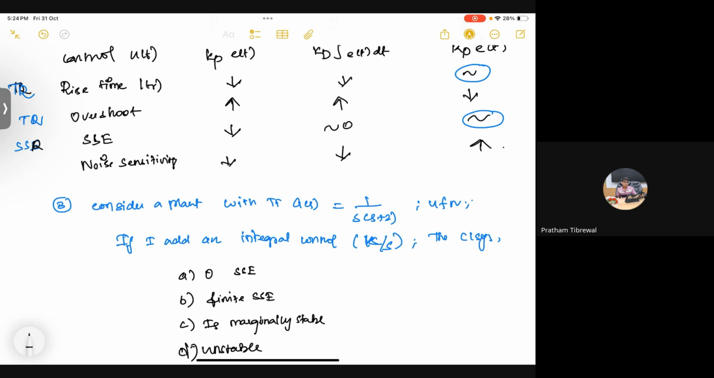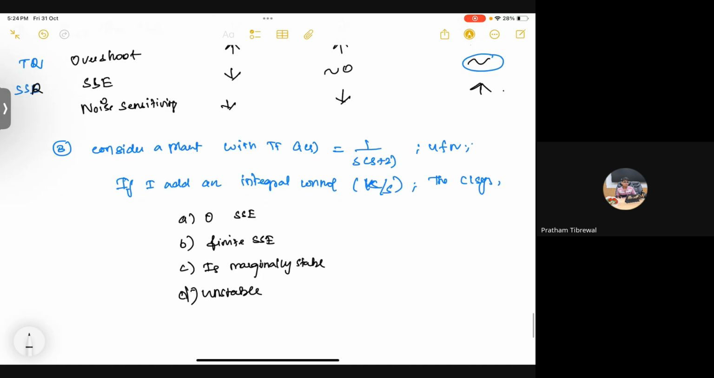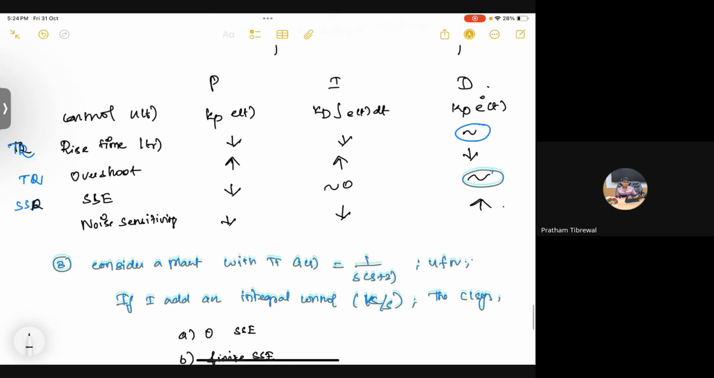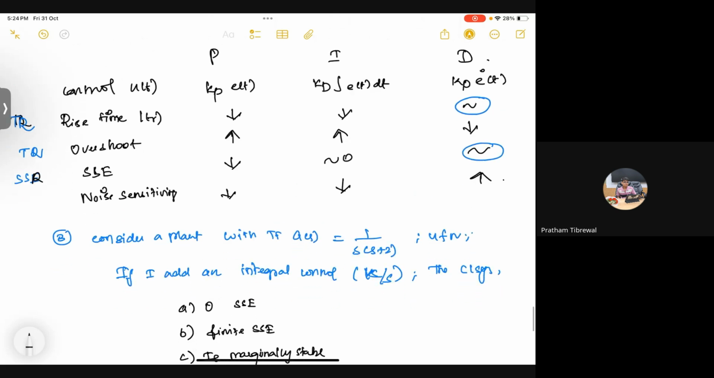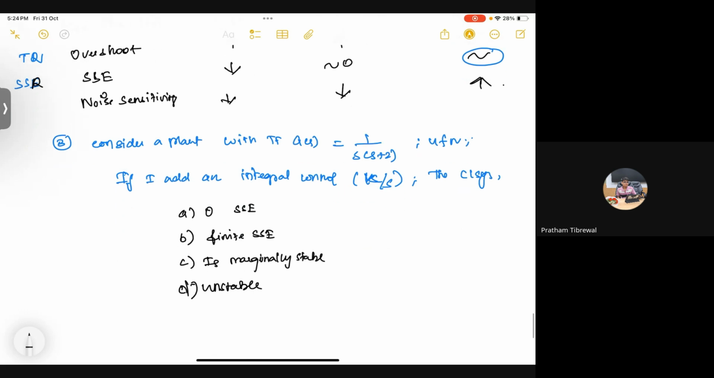Option A. Will it make a zero steady state error? Nearly zero, meaning approximately zero. Okay, you're saying if we add the integral action, it may make the steady state error zero. Do we have any other options or any other answers other than this? It might be finite, but finite would have been with derivative. So option A is better than option B. Rest of the options.